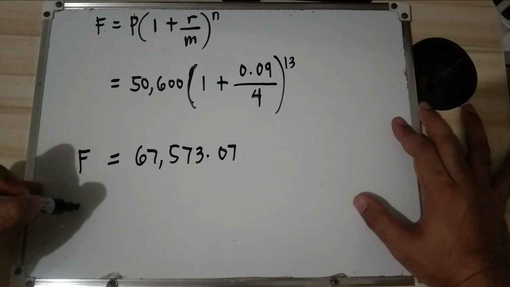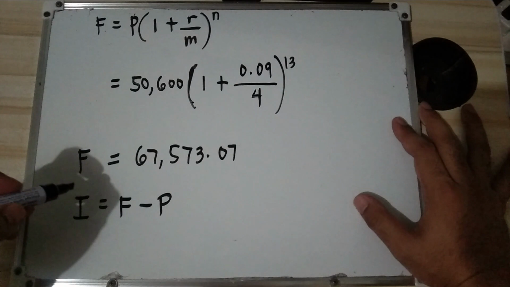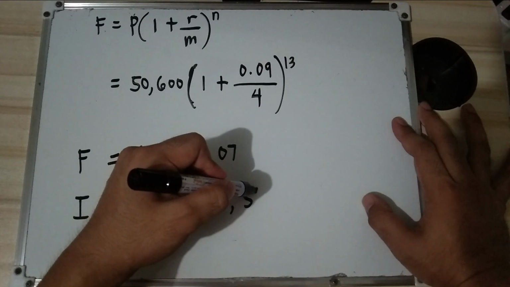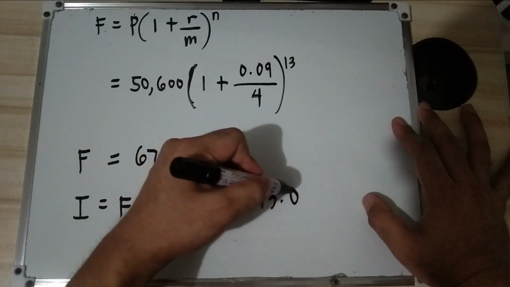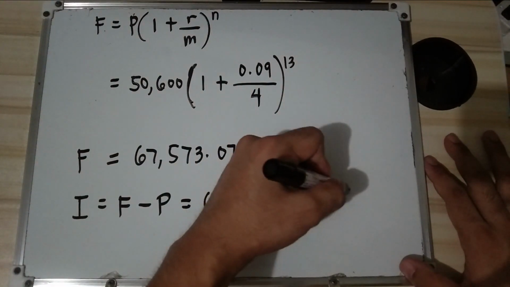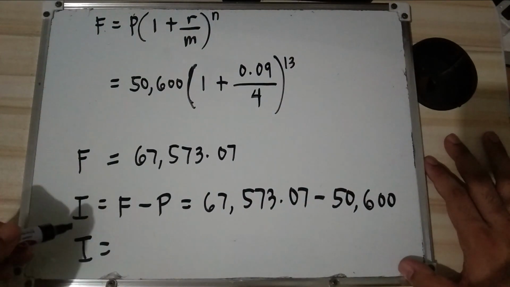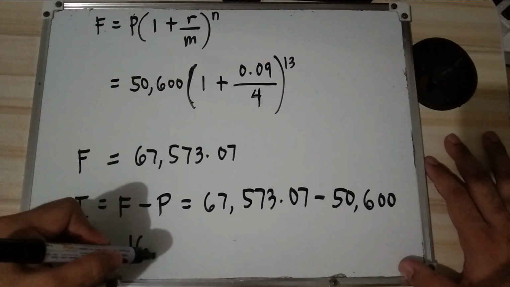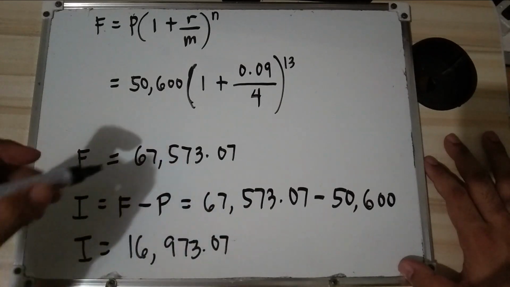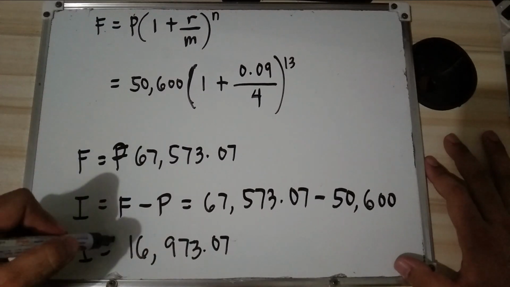Yung isa pang hinahanap, yung interest. So, interest is equal to F minus P. Okay? So, we have 67,573.07 minus ano yung present value? Yung 50,600. Okay? So, interest is equal to 16,973.07. Okay? Yung unit peso. Okay? Huwag niyo makakalimutan yung unit.